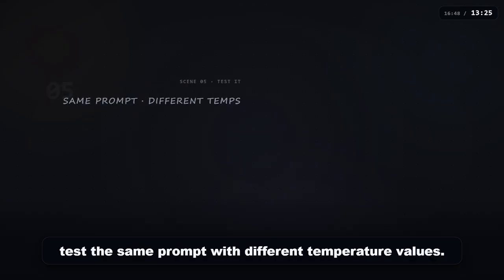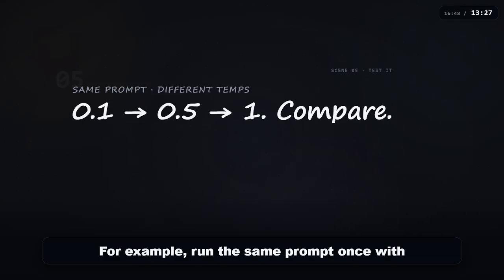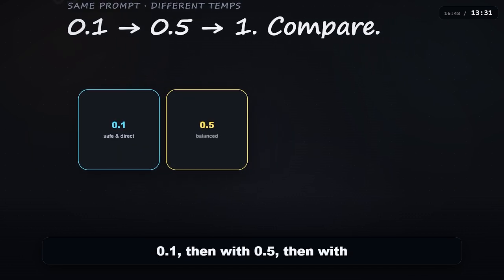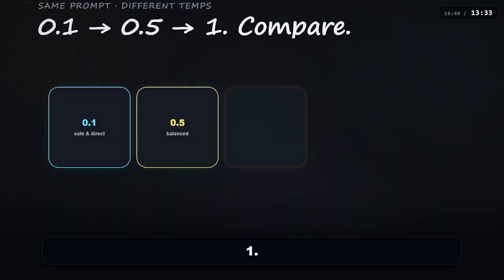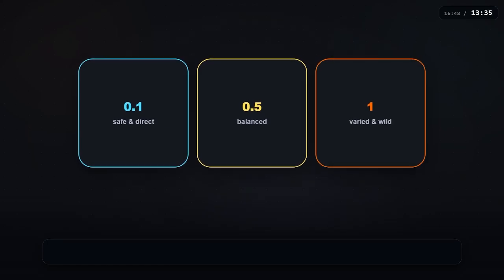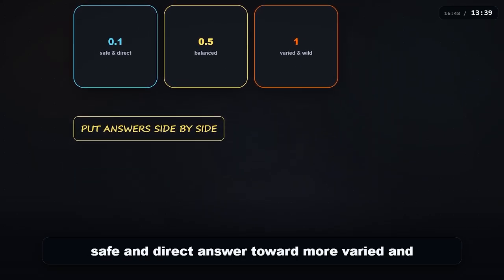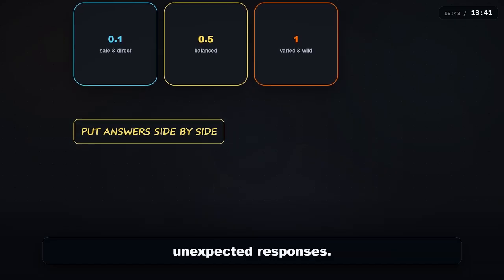The best way to understand it is to test the same prompt with different temperature values. For example, run the same prompt once with 0.1, then with 0.5, then with 1. Put the answers next to each other. You'll usually see the model move from a safe and direct answer toward more varied and unexpected responses.